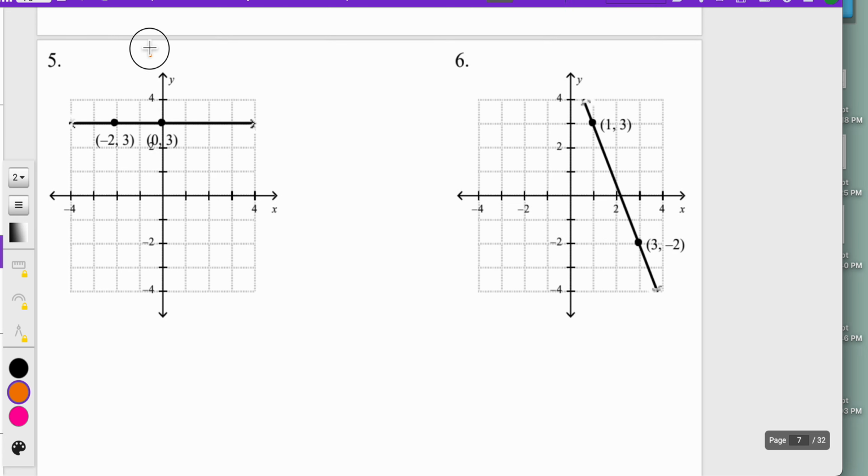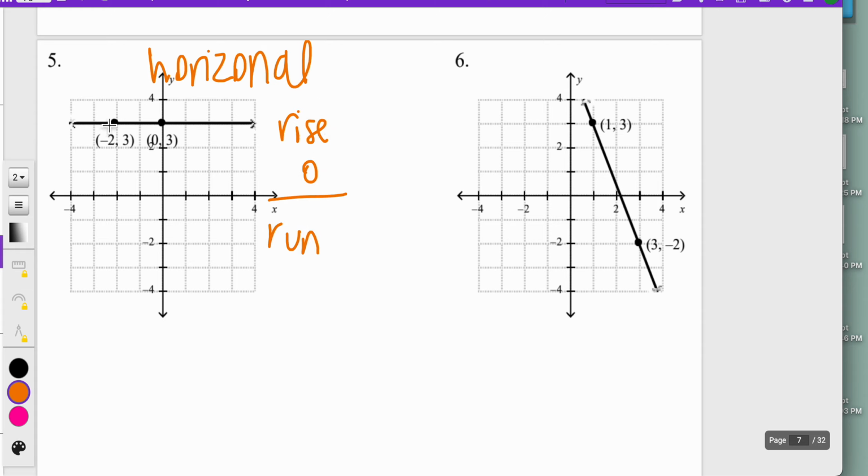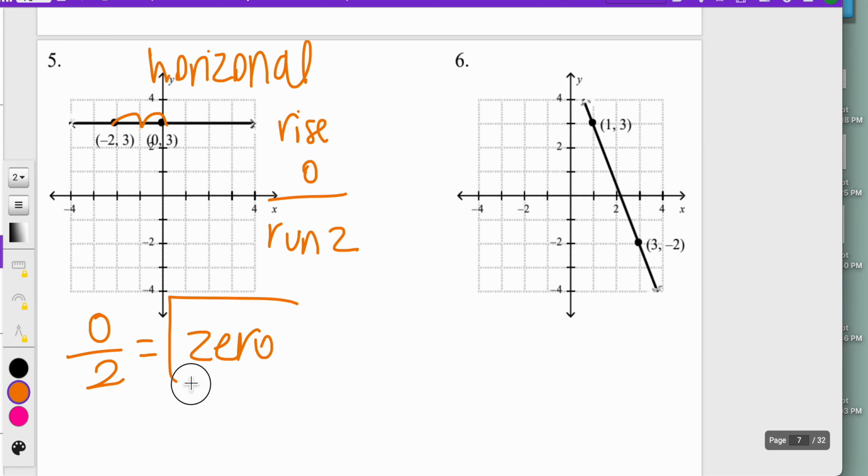Number 5 is a horizontal line, and this one, you do not have a rise, so your rise is 0, but your run is 1, 2. And that's okay if you have 0 over 2, that's just going to give you 0 as your slope. Again, you can have 0 slope memorized. Think about a treadmill. You set your incline to 0, it is a flat surface.